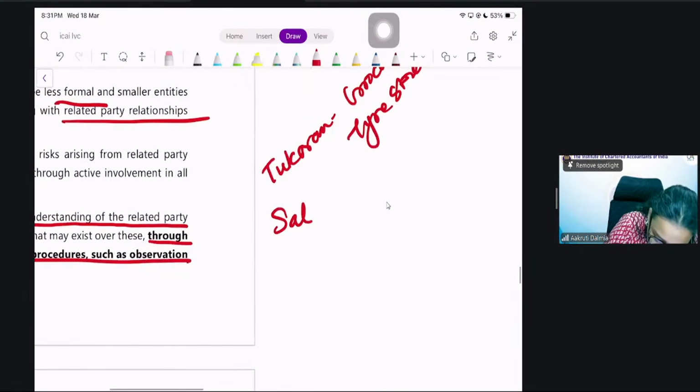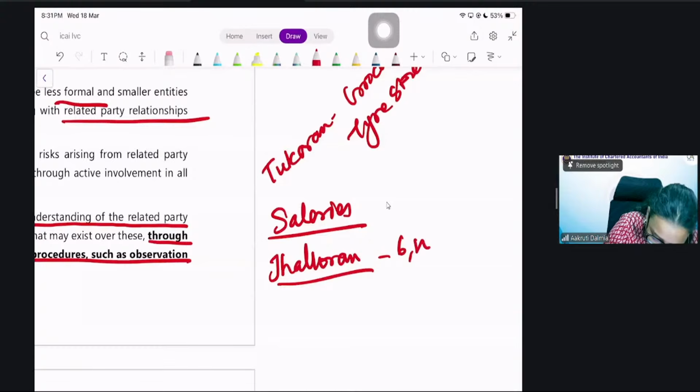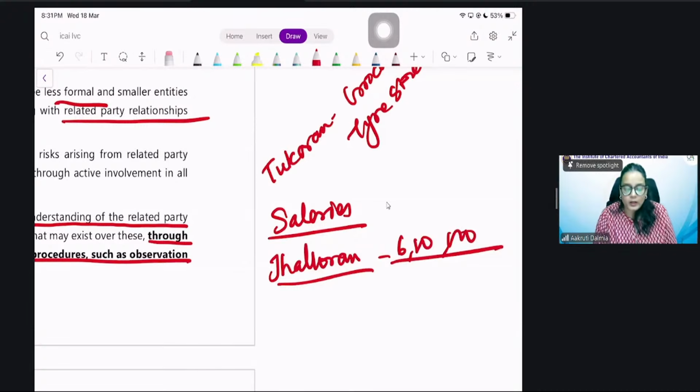And there are salaries paid. And there is Jhalloram. Salary paid 6 lakh. If Tukaram does not tell me that Jhalloram is his brother, will I come to know that Jhalloram is the brother? No. So he is paying salary to his own brother.